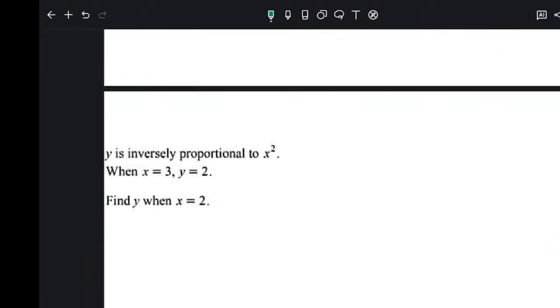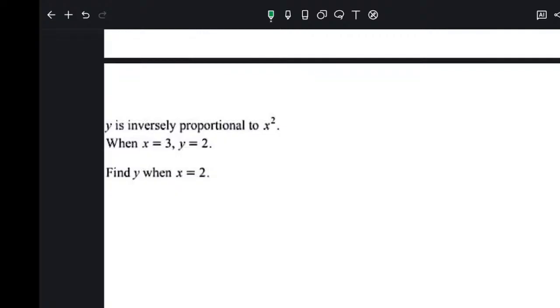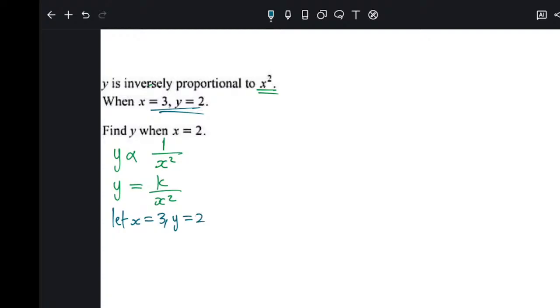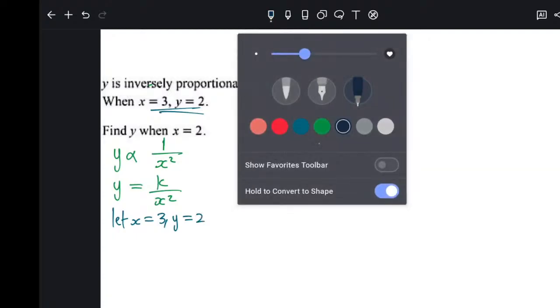Last one. Y is inverse again. Inverse, so there's 1 over there. So you say y, you put your fish proportional to 1 over, because they said inversely proportional to, then they said x squared. So you put your x squared in the bottom. Now what do you do? Remove the fish, put an equal sign, but you put the k on the right hand side. It's like this. Now, once you have it like this, you use this. You say, let x equal to 3 and y be equal to 2. Now, what do we do here?